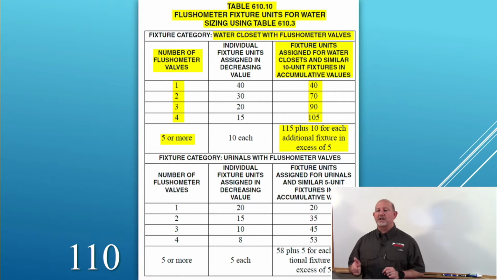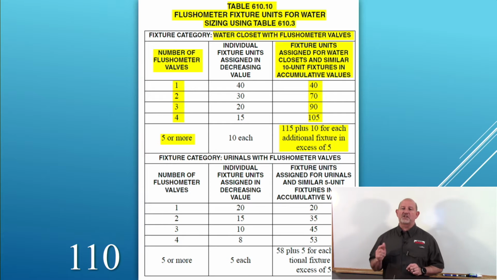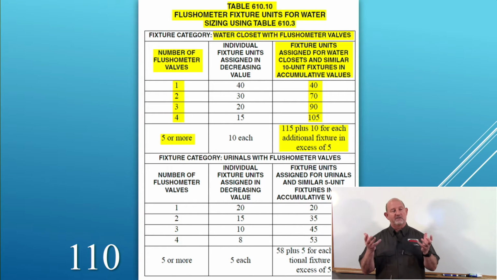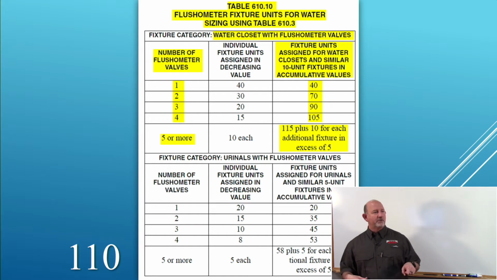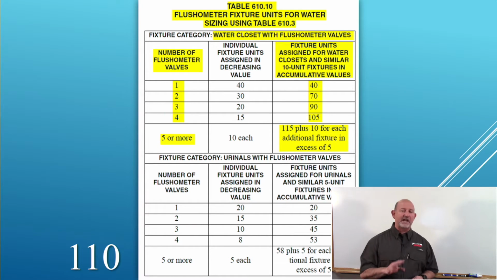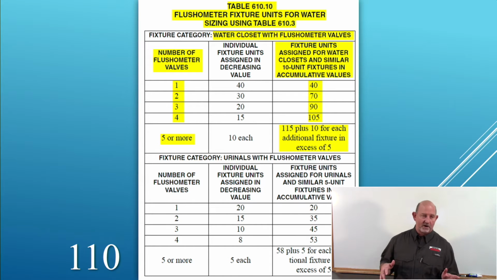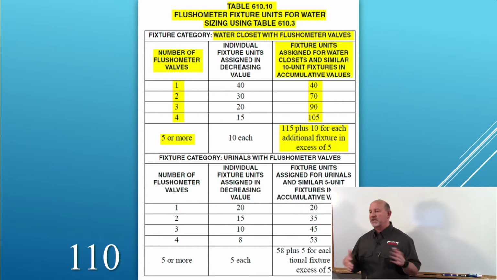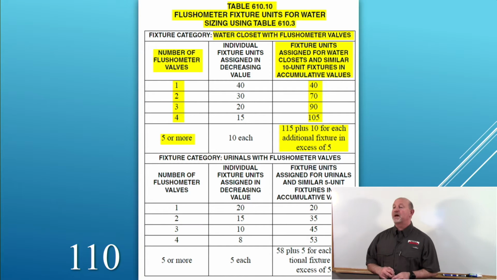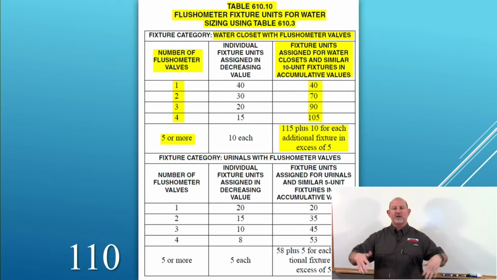And third column says fixture units assigned for water closet and similar 10-unit fixtures in accumulative values. In other words, this is as I accumulate them. So 1 is worth a total of 40 for a total of 40 because I've only got the 1. 2, the second one, that middle column is saying, hey, the second one's only worth 30 more. But again, you notice if you stay out of that middle column, you go to the first column and the last column, it says 2. By the way, 2 are worth 70. 3 are worth 90. 4 are worth 105.